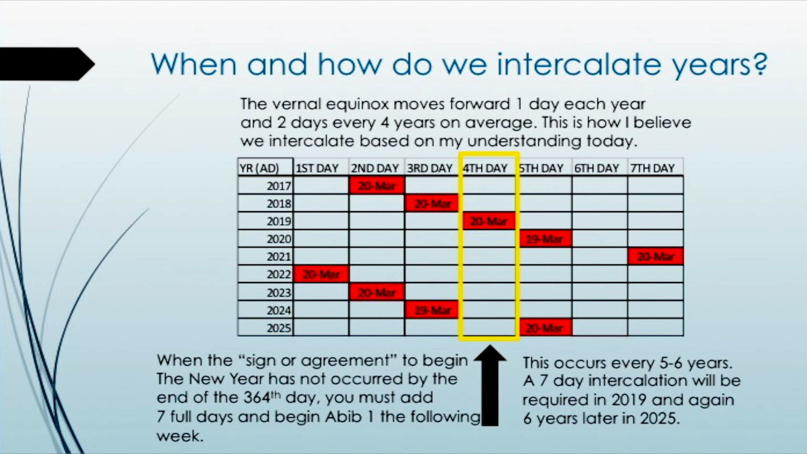So this, I believe, is our indicator on how to intercalate a full 7 days in order to keep our weeks from shifting. You must add 7 full days and begin Abib 1 the following Wednesday. This occurs every 5 to 6 years. A 7-day intercalation will be required in 2019 and again 6 years later in 2025. Sometimes it's 5 years, depending on where the leap year falls. If the 366th day is added, it jumps forward 2 days. Depending on where that falls, sometimes it'll happen on 5 years rather than 6 years.